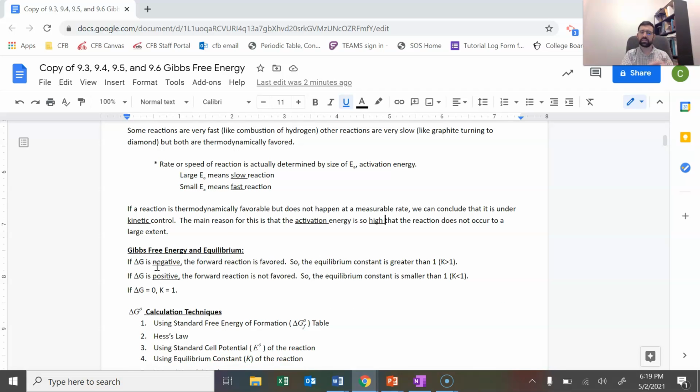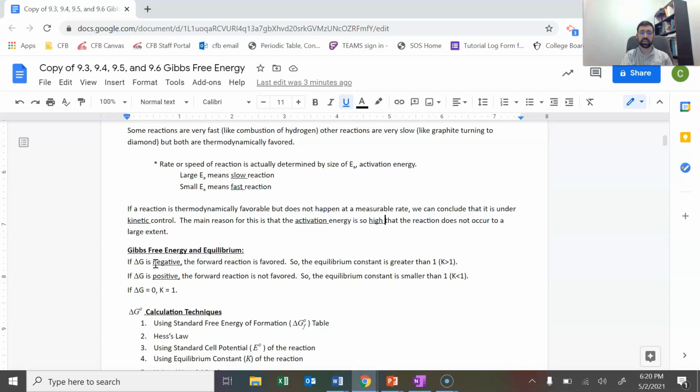If delta G is negative, it's thermodynamically favorable, that means that the forward reaction is favored. It tends to happen. So the equilibrium constant has to be greater than 1. It has to be positive. It has to be greater than 1. The reason it has to be greater than 1 is because if K is greater than 1, products tend to be favored. Right? And that's what we just said.